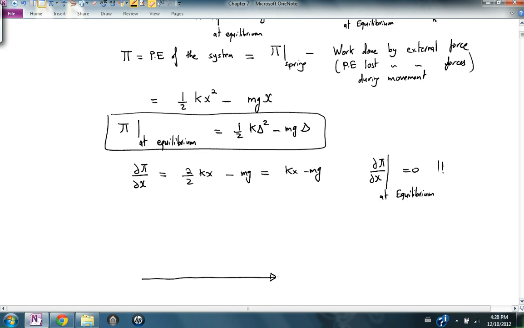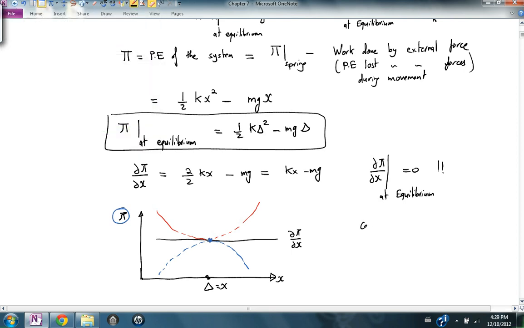If this is x, and if this is the potential energy of the system, at a point of equilibrium, when x equals delta, the rate of change of pi with respect to x is 0, which means that the potential energy of the system either looks like this or looks like this. And at equilibrium, the potential energy is either minimum or maximum. So how would we know?